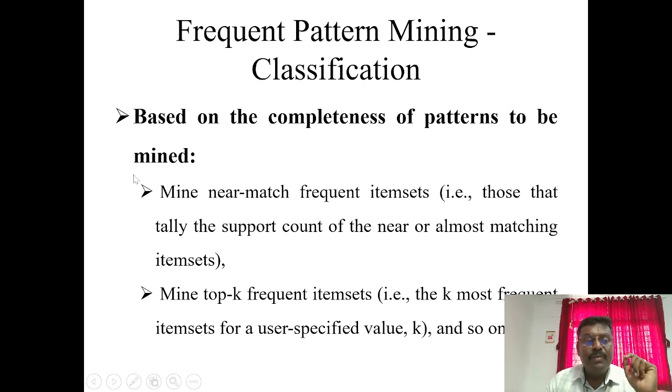Here you have mining near-match frequent item sets: those whose tally support count is nearly matching the item set. So no problem, it almost reaches the item set, whether the distance is different, when the threshold value is 50. For product feedback collected from the customers, if the range is 35 to 40, they are not satisfied with the product. You can update your product or software based on the feedback analysis. Then mine the top-K frequent item sets: the K most frequent item sets, for a user-specified value K.